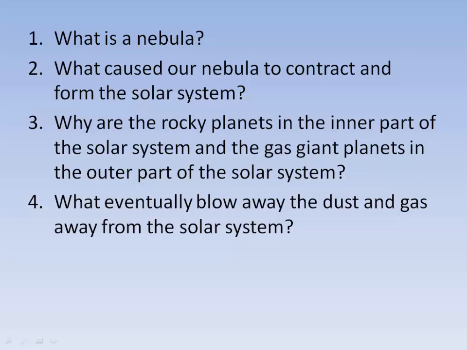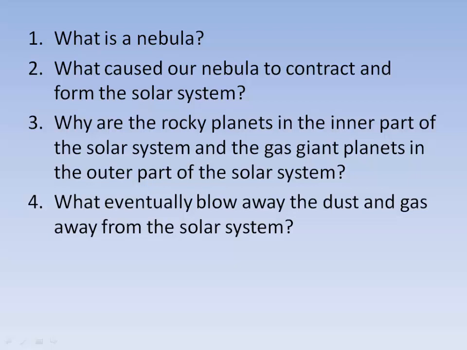Why are the rocky planets in the inner part of the solar system and the gas giant planets in the outer part? Well, as the giant cloud of gas and dust began to contract, it formed a disk. The inner parts of the disk were warmer, and rock and metal particles were more common there. The outer parts of the disk were cooler, and gas and ice particles were more common there. So in the inner part of the solar system, we got rocky planets that are rock and metal. In the outer part of the solar system, where it was cooler, we get planets made out of ice and gas.